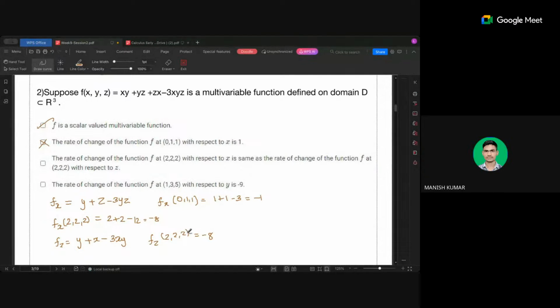Yes, ma'am. You see that this is correct. Okay, so this is for option 2. This is for option 3.